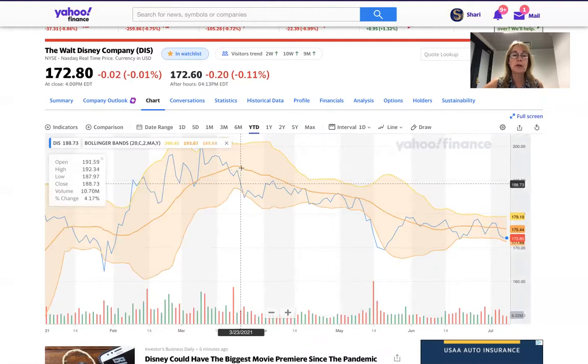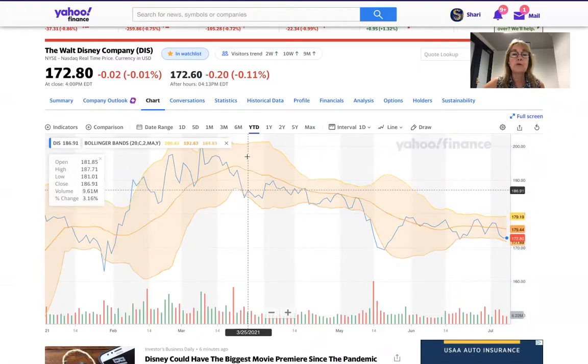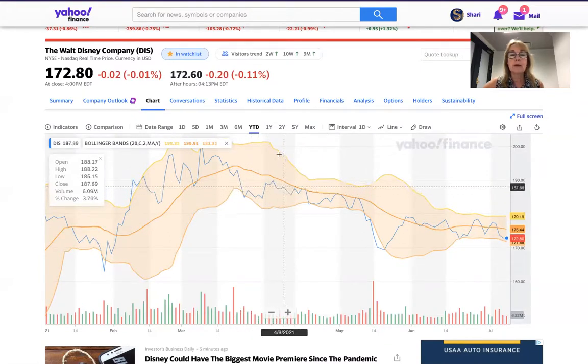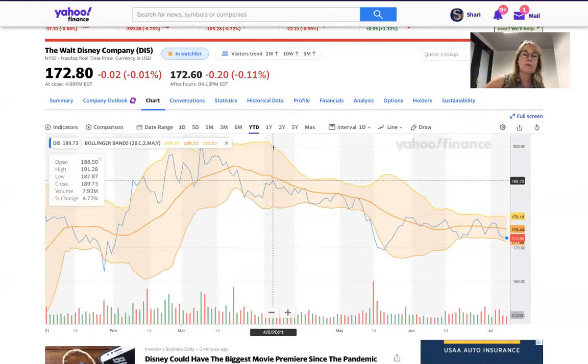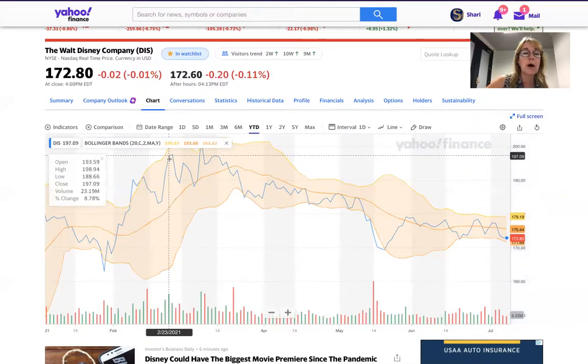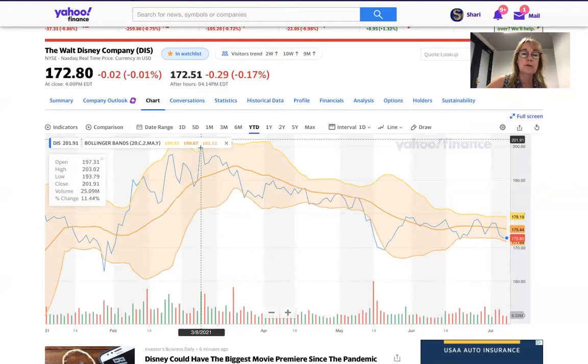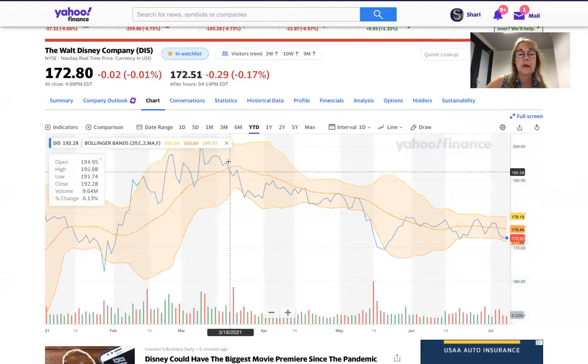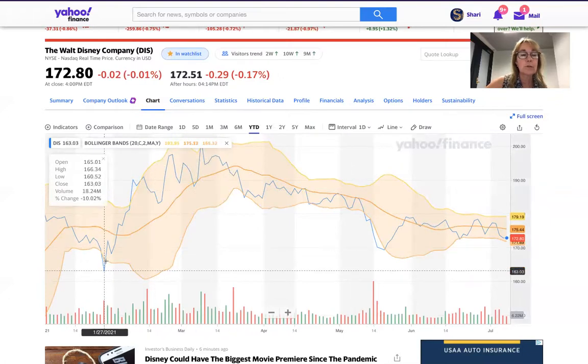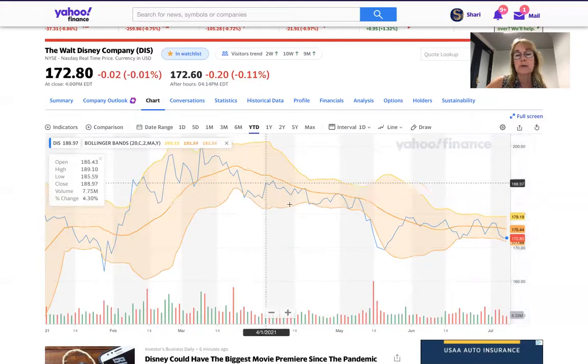So the idea here is that if a company is way up here at the top of their Bollinger Band, that might be a sell signal. This is what I mean by a contrarian view, because the price is so high above its moving average, 2 standard deviations above, that it's a sell signal. And then down here, when it gets down to the lower Bollinger Band, that's a buy signal.